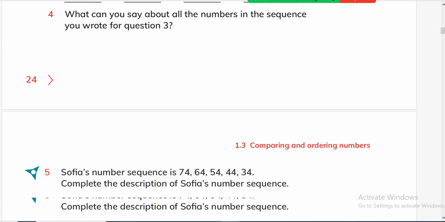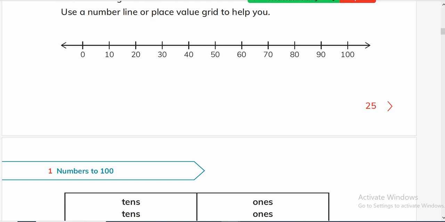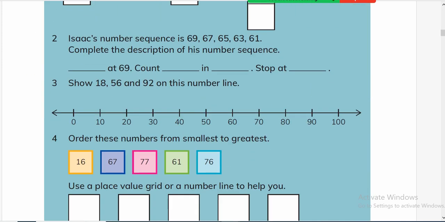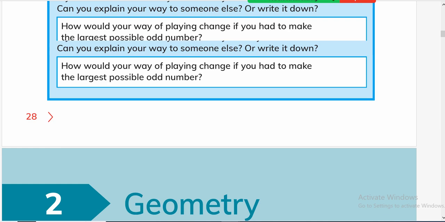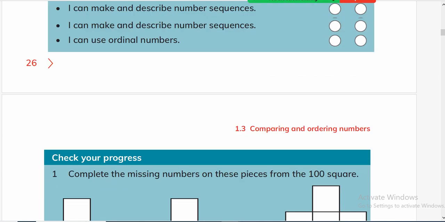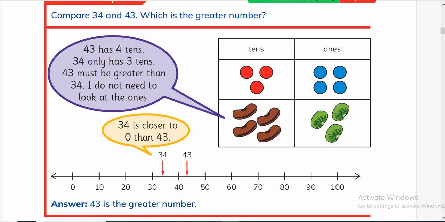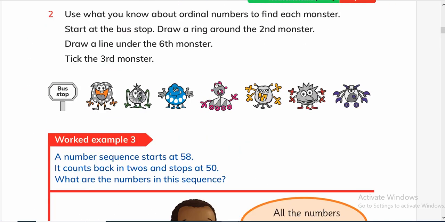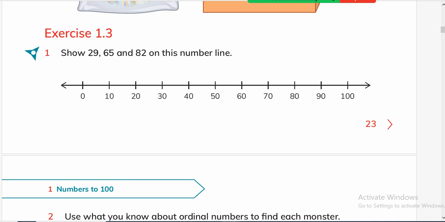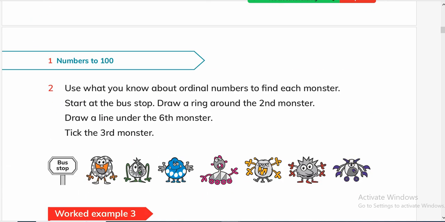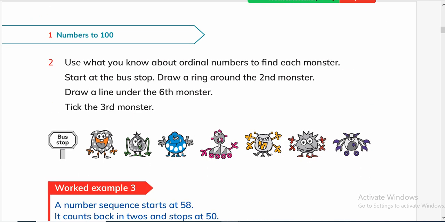Let's see how much of this unit is left. I think only 3-4 pages are left. Okay, so let's do it. I am actually getting tired. I'm teaching since long.